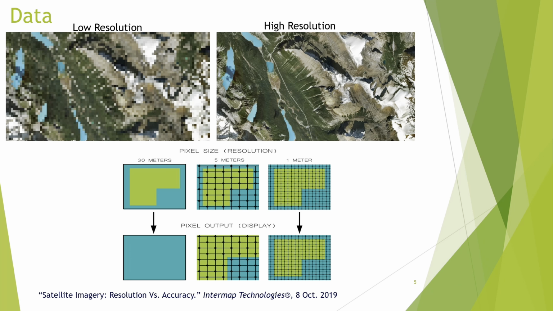This is my data representation slide. Down here on this graph, we're going to see the differences between resolution and accuracy. On the left, when you're 30 meters out, you see the green in the middle, and when you look at the output picture, there's no green in the middle. In the middle, we're 5 meters out, and you can see the green dots in the middle.